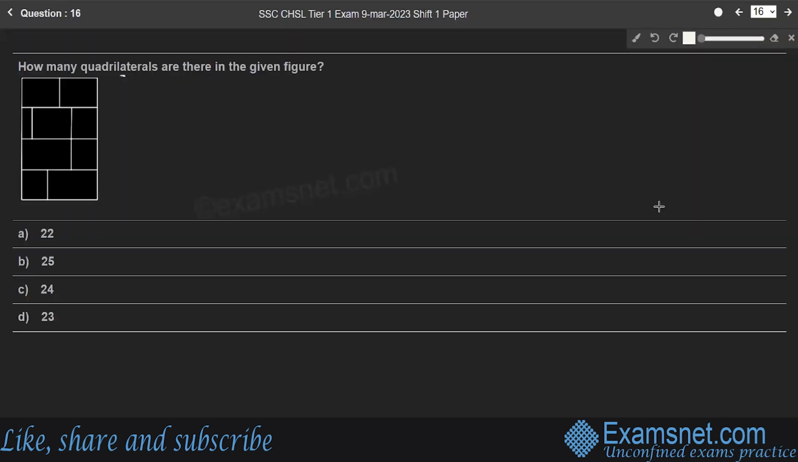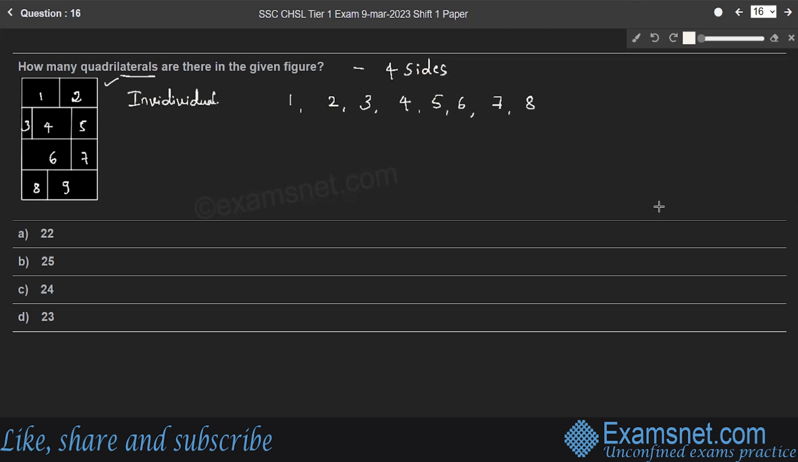Question 16. How many quadrilaterals are there in the given figure? Quadrilaterals are nothing but the figures which have 4 sides. In the given figure, there is a big quadrilateral in which there are small individual quadrilaterals. So 1, 2, 3, 4, 5, 6, 7, 8 and 9 individual quadrilaterals. Let us consider individual quadrilaterals first. Totally, there are 9 individual quadrilaterals.